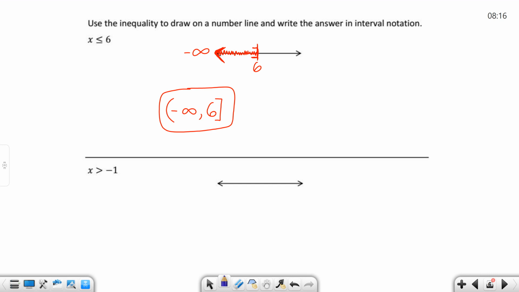So then x is greater than negative 1. So how many numbers do I care about here? I care about one number, and that's negative 1. So on my number line, I'm going to mark negative 1. I'm not going to worry about 0 or any other number there. I'm just going to mark negative 1. It's the only one I care about.